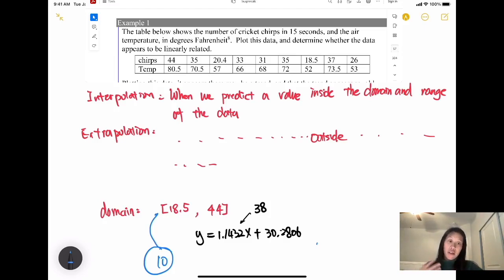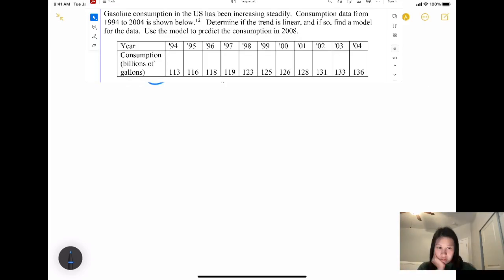Okay, so after we know all of these, let's do an exercise. Here's the exercise that I found. Gasoline consumption in the US has been increasing steadily. Consumption data from 1994 to 2004 is shown below. Determine if the trend is linear, and if so, find the model for the data. Use the model to predict the consumption in 2008.